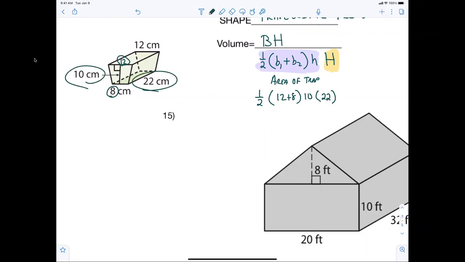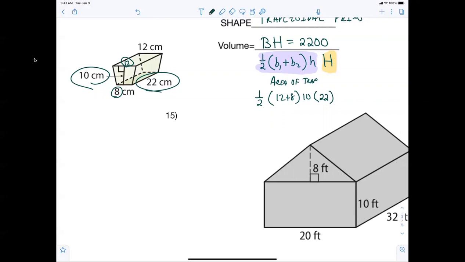Now, please be careful when you do this. Do I really want you to do 12 plus 8 on the calculator? No. Don't do that. Just do 1/2 times 20 times 10 times 22. And everybody should be able to see that's what? 2,200. And what are our units? Centimeters cubed.